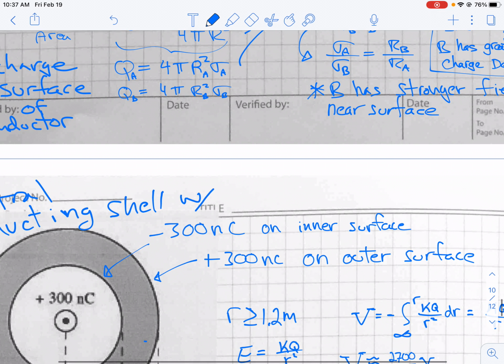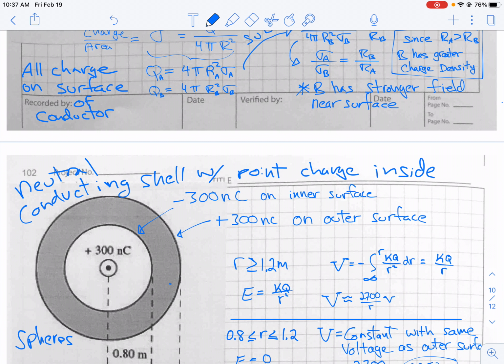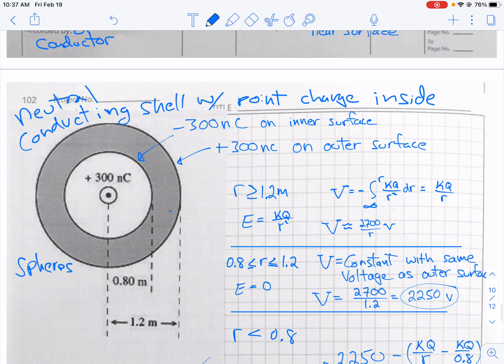Make that clear. With a point charge inside. So the voltage outside here, we can find from Gauss's law. We know the electric field outside here is proportional to the charge enclosed.